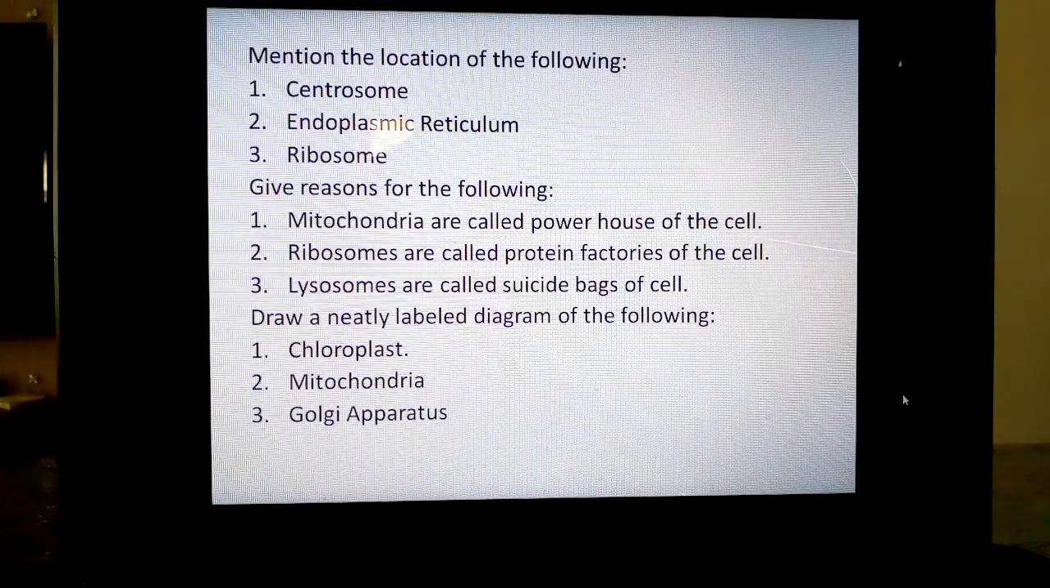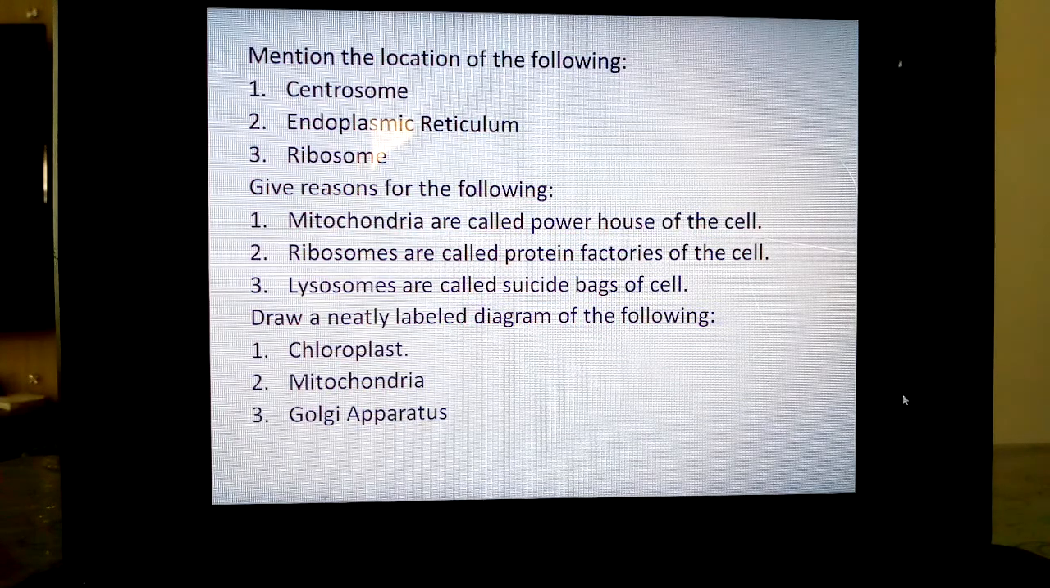Mention the location of the following: centrosome, endoplasmic reticulum, ribosome. Give reasons for the following: mitochondria are called the powerhouse of the cell, ribosomes are called protein factories of the cell, lysosomes are called suicide bags of the cell. Next, draw a neatly labeled diagram of the following: chloroplast, mitochondria, Golgi apparatus.